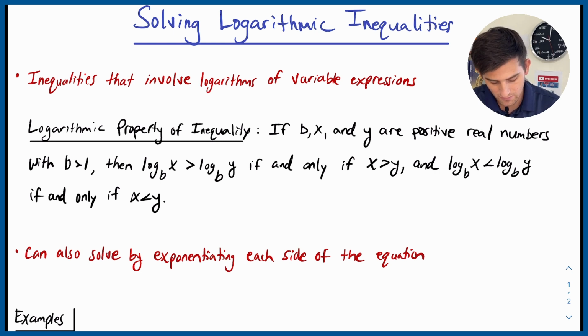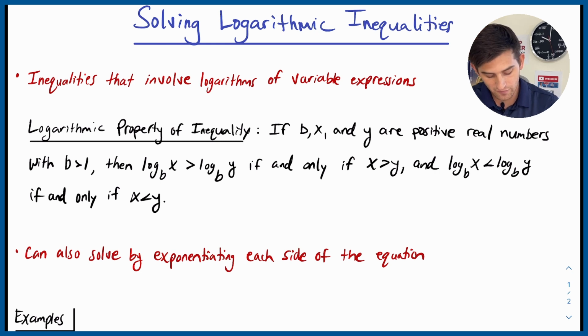One, we can follow this logarithmic property of inequality, which states that if b, x, and y are positive real numbers with b greater than 1, then log base b of x is greater than log base b of y if and only if x is greater than y. And also, log base b of x is less than log base b of y if and only if x is less than y.